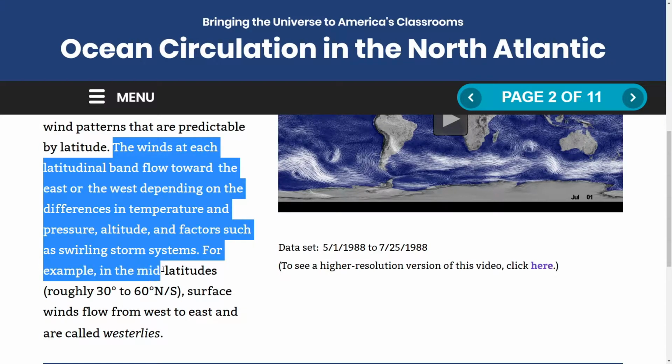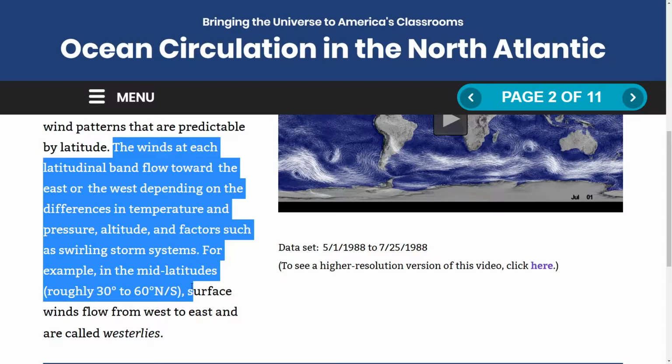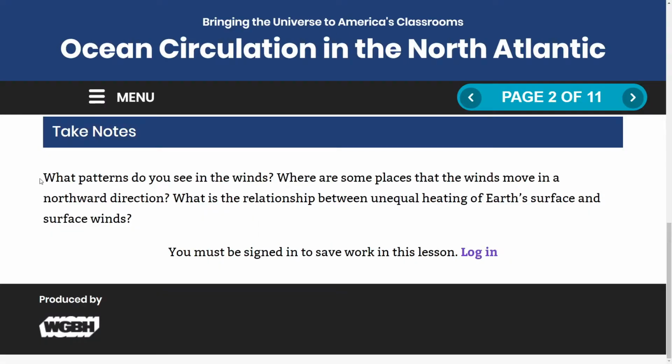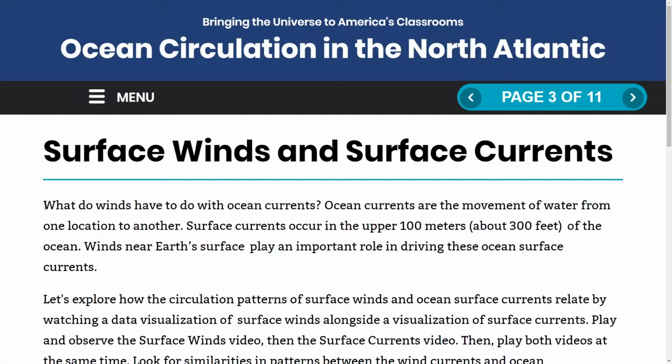For example, in the mid-latitudes, roughly 30 degrees to 60 degrees north and south, surface winds flow from west to east and are called westerlies. Take notes. What patterns do you see in the winds? Where are some places that the winds move in a northward direction? What is the relationship between unequal heating of Earth's surface and surface winds?